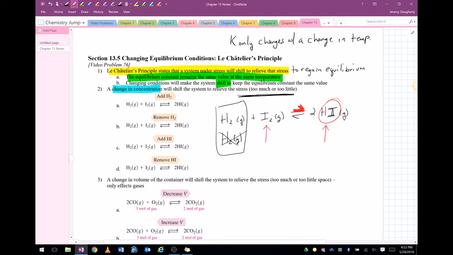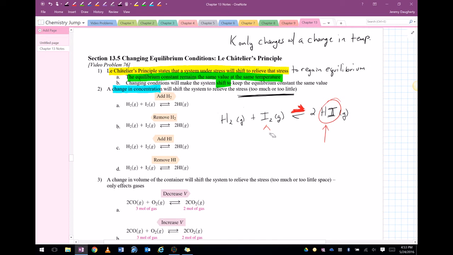I'm going to decrease my concentration of iodine and decrease my concentration of hydrogen. And I'm going to continue to do that, forming HI and decreasing those other concentrations, until the equilibrium value equals K again. Now, we're not asking how much it shifts, we're just asking which way it shifts. In this case, it shifts to the right, to the products, to get rid of that hydrogen.